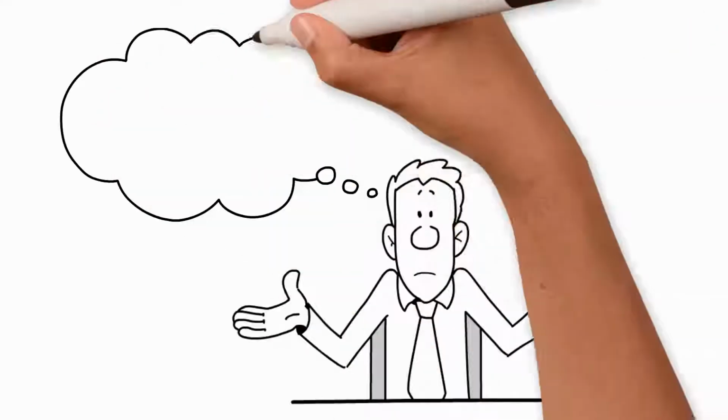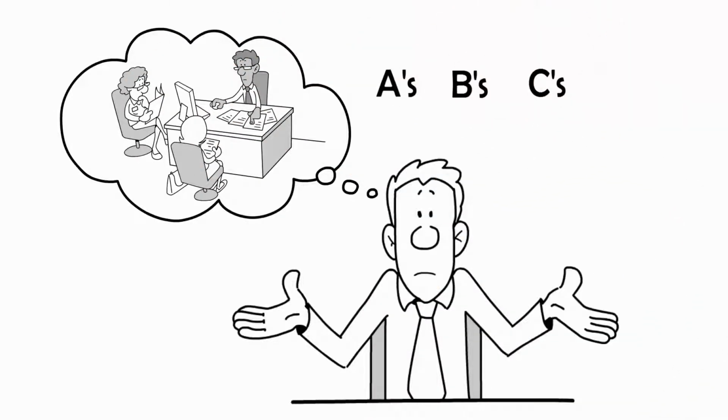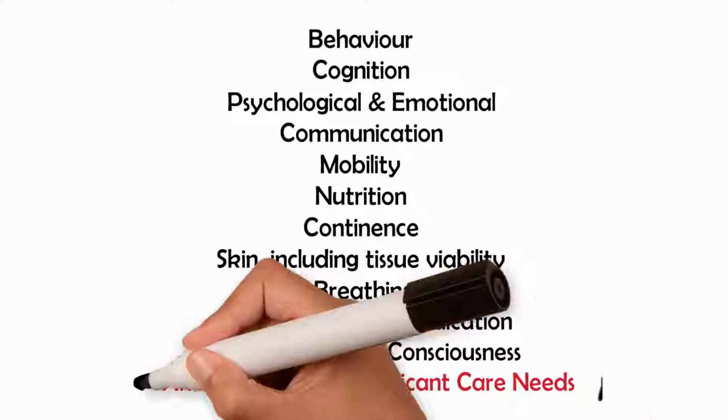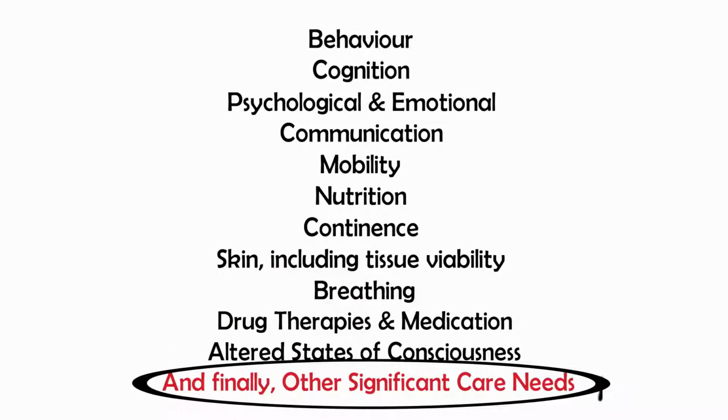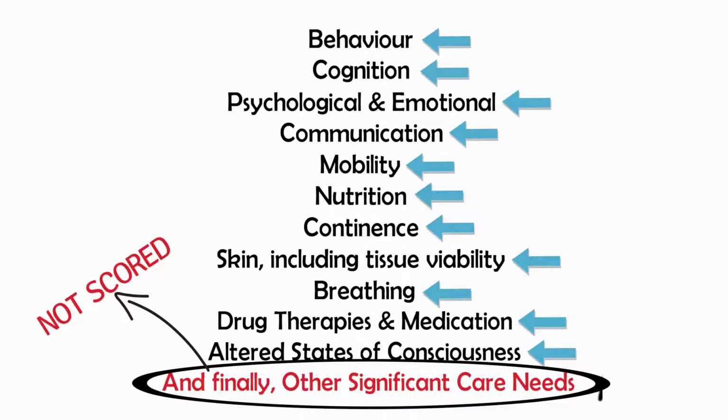Whether you go on to a full assessment will depend on how many A's, B's and C's you score. You need to get as many A's as you can. At the checklist stage, the other significant care needs domain is not scored, so you need to make sure any care needs that may fall into this category are included elsewhere.